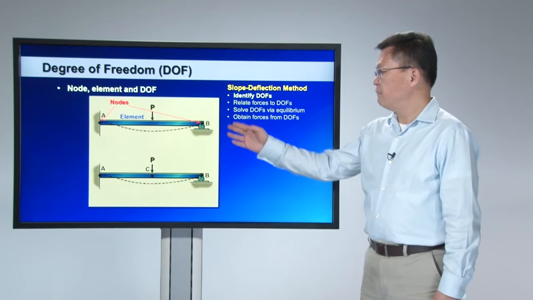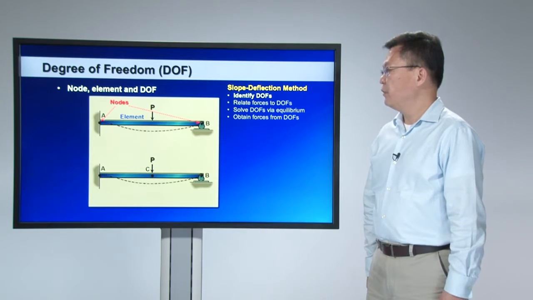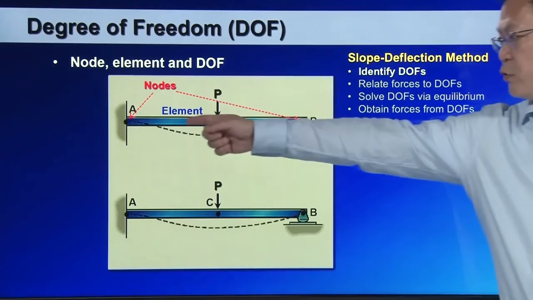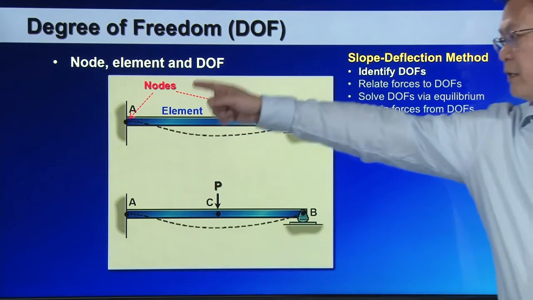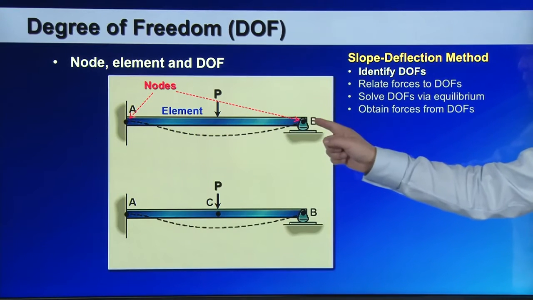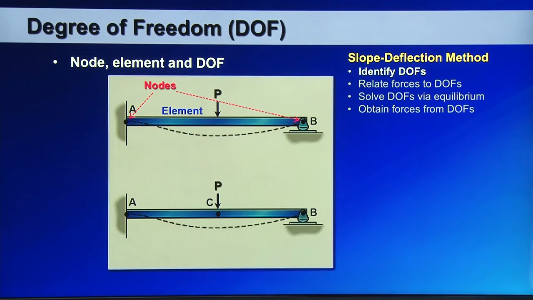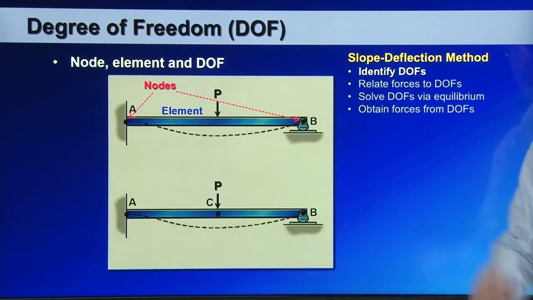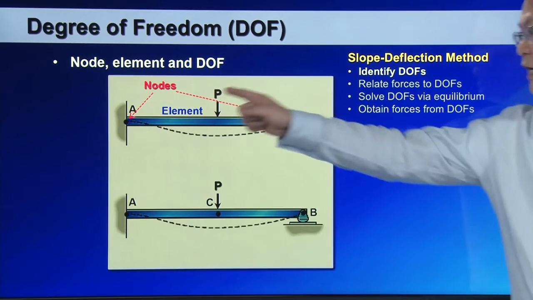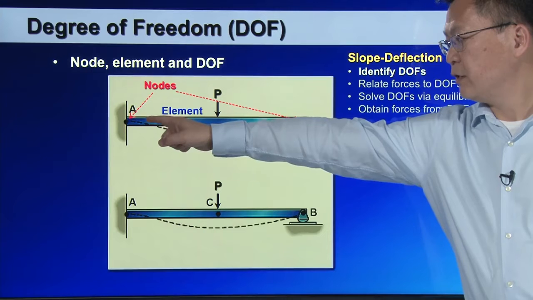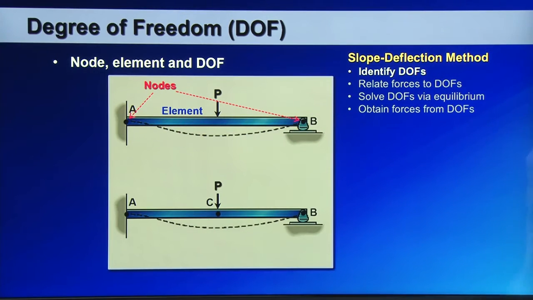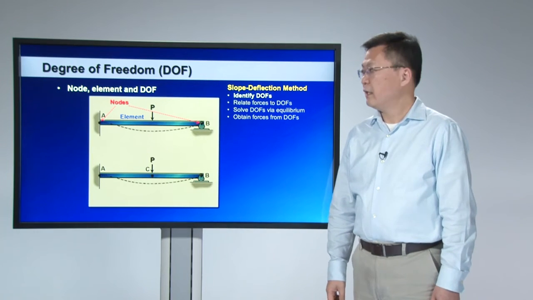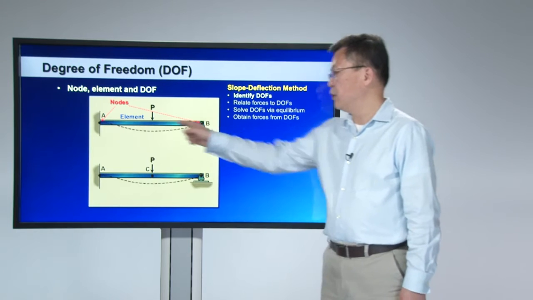So to define degrees of freedom, we need to note elements and nodes. Let me use this structure as an example. This is a clamped beam on the left, and on the right is a roller support. If I model the whole beam with only one element, the ends of the element I call nodes. So I call them node A and node B. The degrees of freedom, or the deformations of the structure, are associated with the nodes.